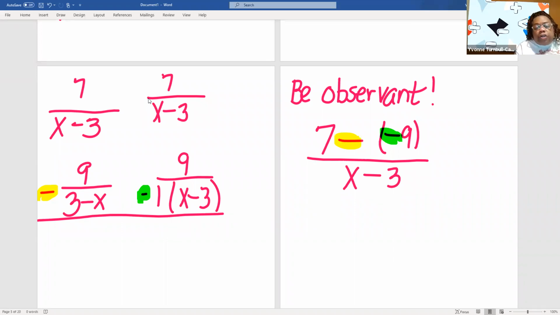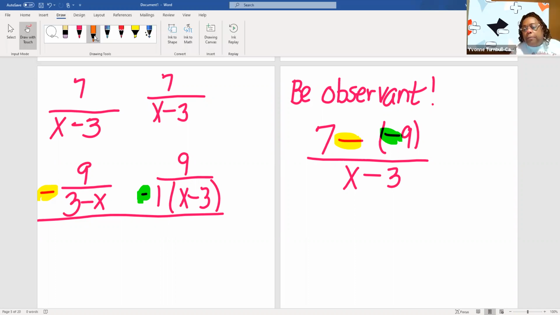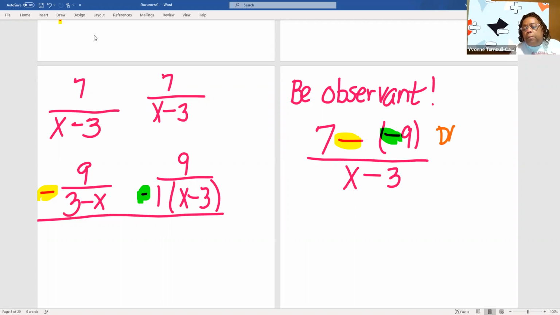But what I need you to notice, you have double negatives, and I tell students all the time, double negatives, pay attention. Right here, double negatives. So now you can combine the numerator because they're both constants. 7 plus 9, of course, is 16. And the denominator stays x minus 3. Voila.